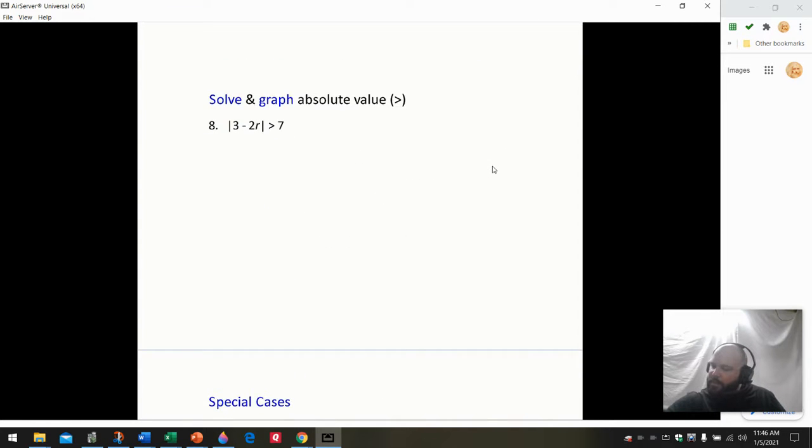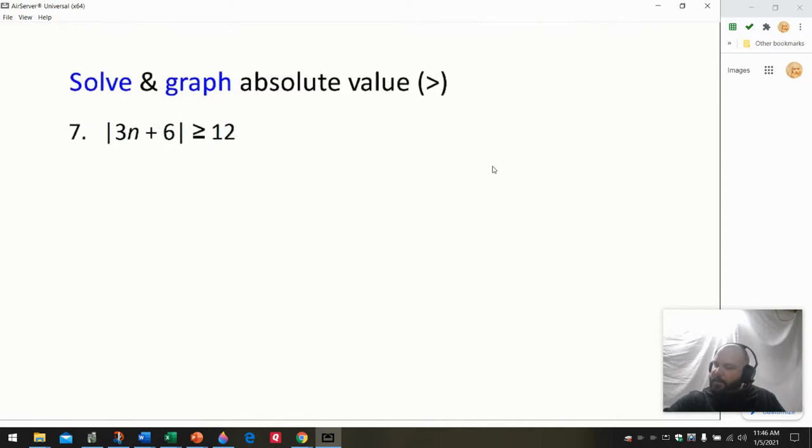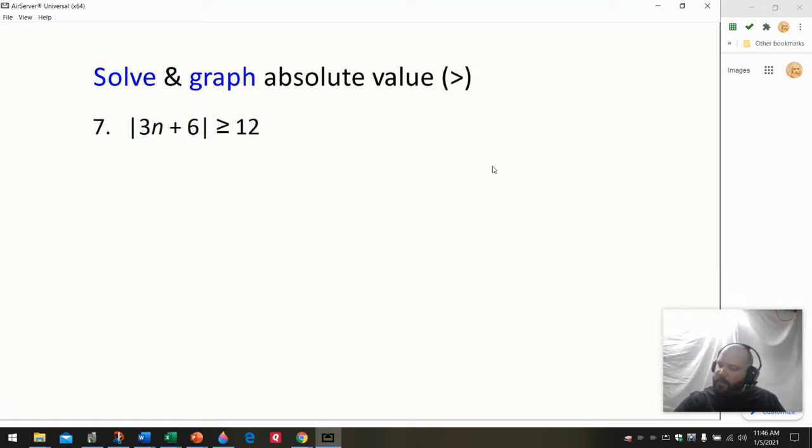Okay, so we have a couple more examples here. Let's take a look at this one. This one says solve and graph the absolute value inequality. It's going to be solved the same way. We're going to have 3n plus 6 is greater than or equal to 12, or we're going to have 3n plus 6 is less than or equal to negative 12.